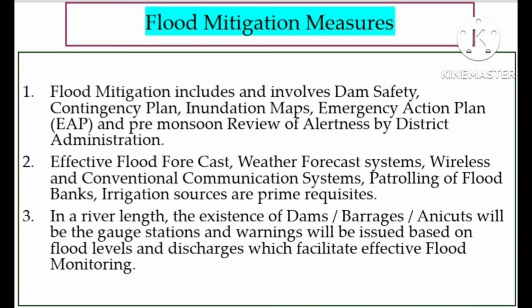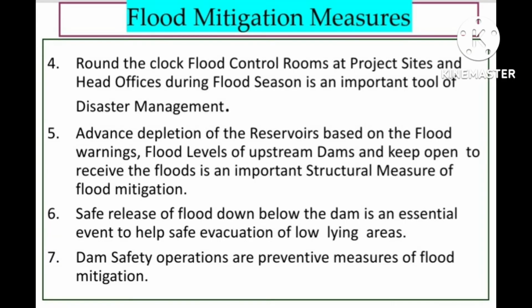In a river length, the existence of dams and barriers will be the gauge stations, and warnings will be issued based on flood levels and discharges, which facilitates effective flood monitoring. Round-the-clock flood control rooms at project sites and head office during flood season are an important tool of disaster management. Advanced depletion of reservoirs based on the flood warnings and flood levels of upstream dams, and keeping them open to receive the floods, is an important structural measure of flood mitigation.